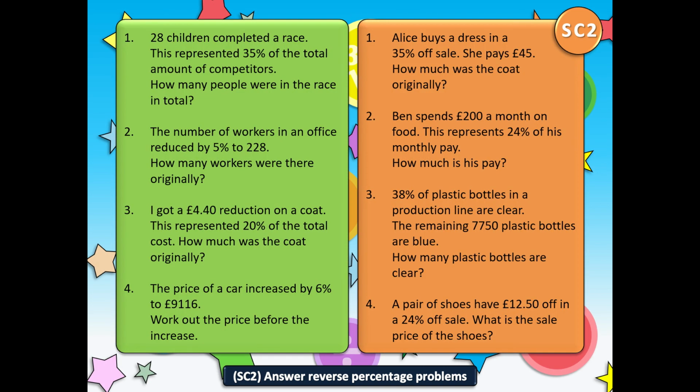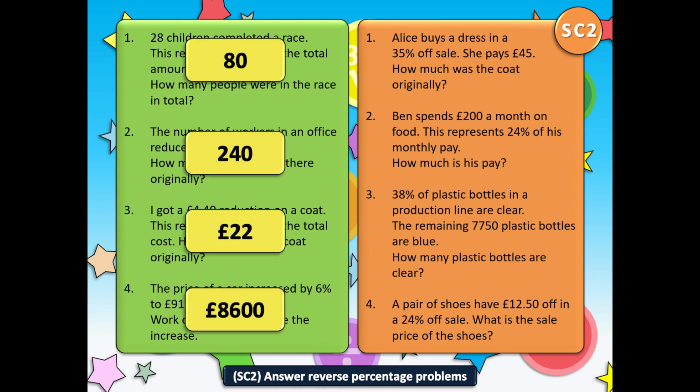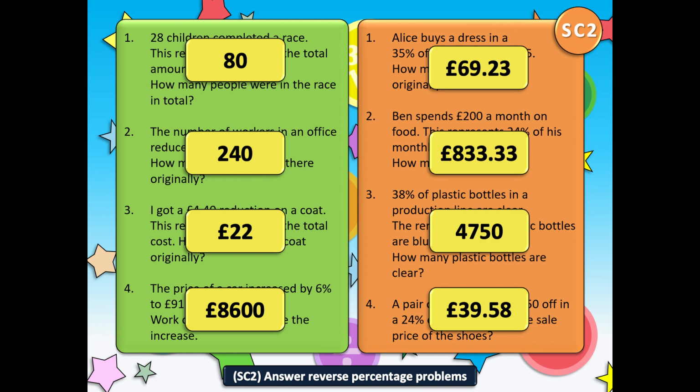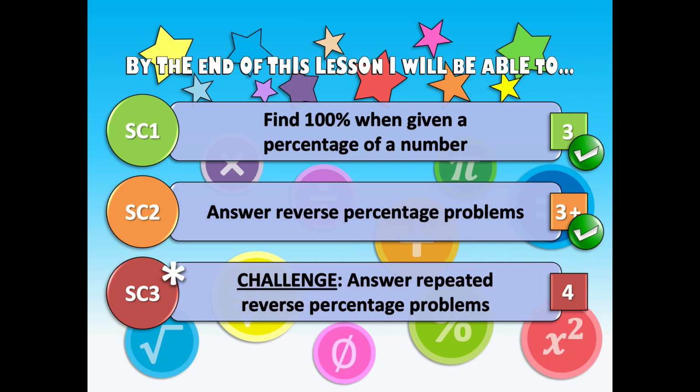Here's some questions for you to have a go at. Pause the video, and when you're ready to mark your work, press play. Here are your answers. There's your green answers. And there's your amber answers. Now we've completed success criteria 2.